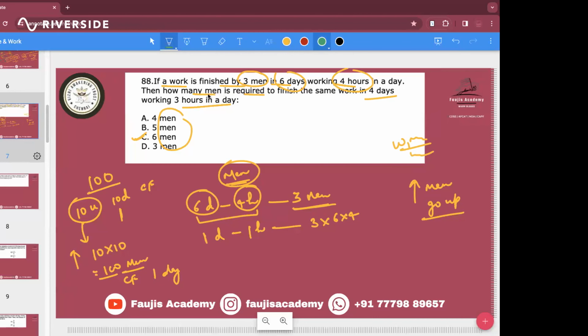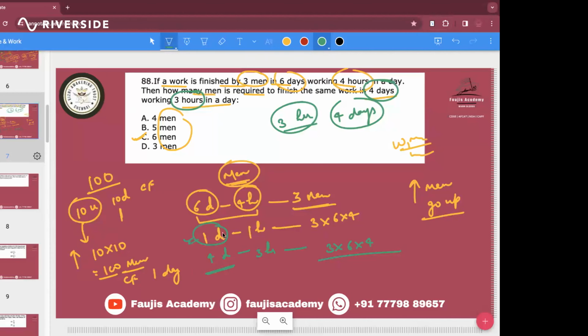Then how many men are required to finish the same work in 4 days? Okay, now there is relaxation. Now you have 3 hours each, and you can spread it out over 4 different days. You have to complete it in 4 days and 3 hours each. Where exactly will we be writing this 4 and 3? Tell me. 4 days. Earlier you had to finish it off in 1 day itself.